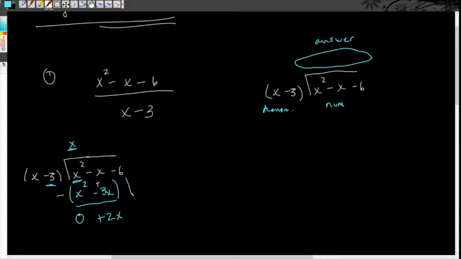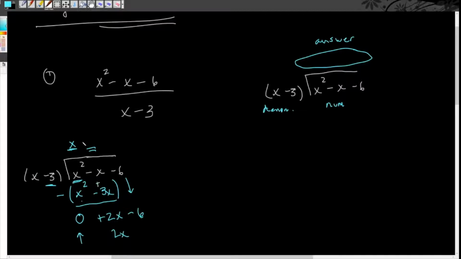And you bring the next term down. The idea here is we want this to happen. This has to be a 0 or we did it wrong. Now we just go to the next term, which is 2x. So what times x equals 2x?